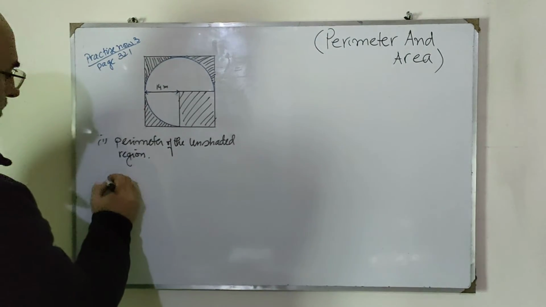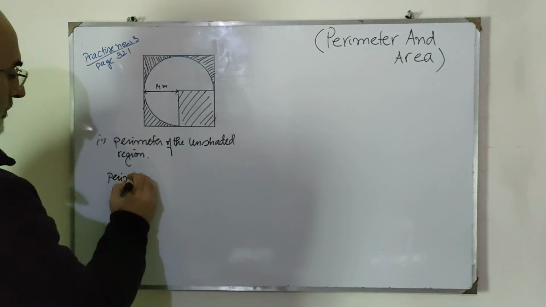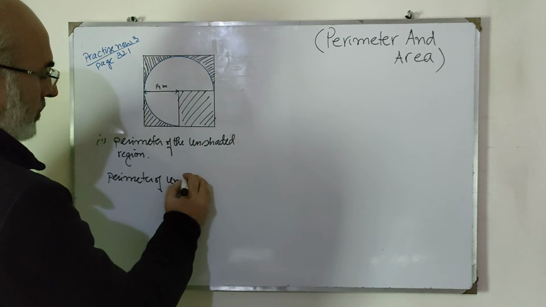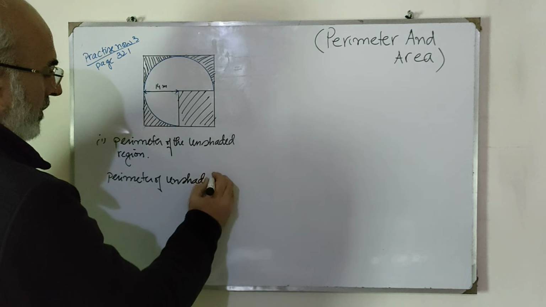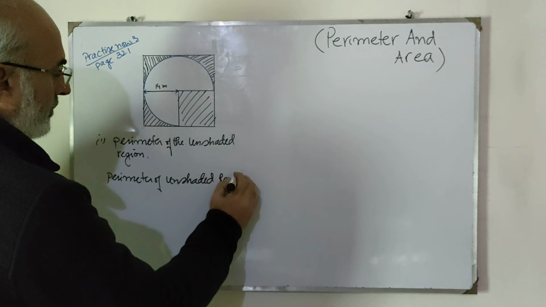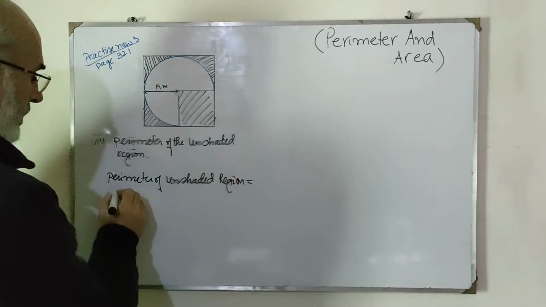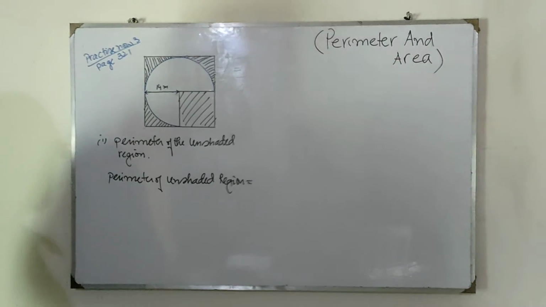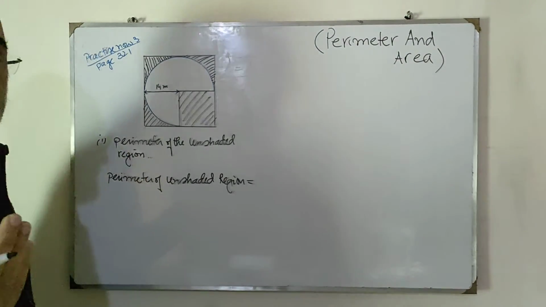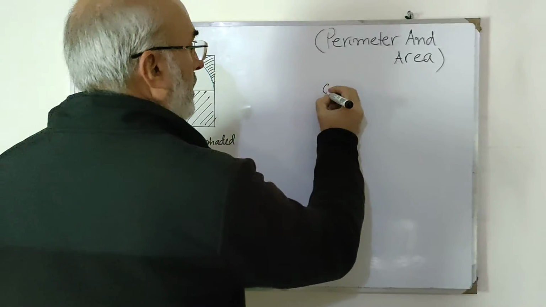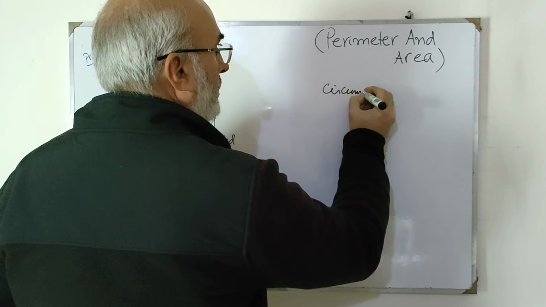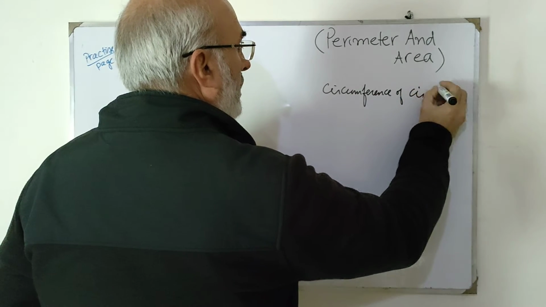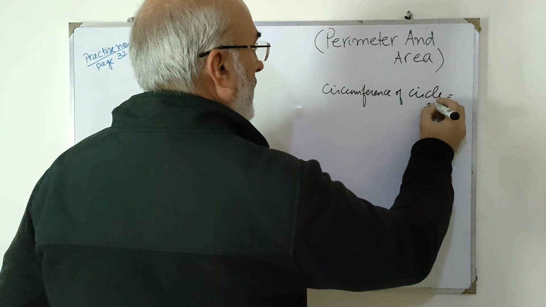So the perimeter of the unshaded region equals, first thing, the circumference of the semicircle. The circumference of a circle equals 2 pi r.